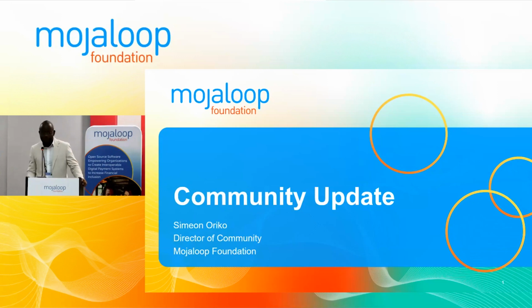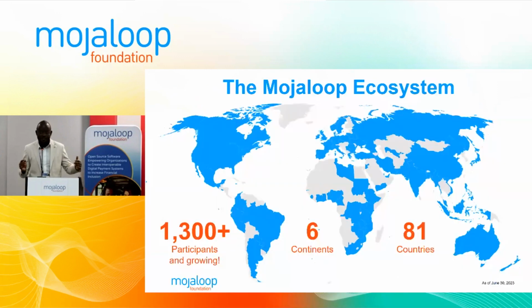In the room, we have about 140 people today. This is by far our largest convening in terms of the number of attendees we've had in the room. But this is just a drop in the ocean, considering that in the wider Mojo Loop ecosystem, including our community members, our partners, those who are deploying, we've got over 1,300 participants across 6 continents in 81 countries. They're everywhere. Oh yeah, you can give a round of applause. It's an incredible growth.